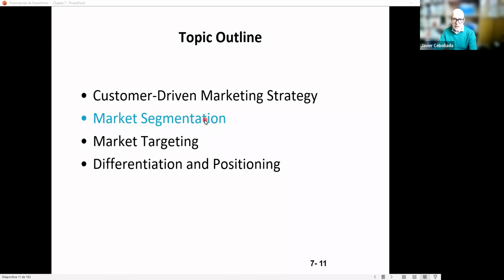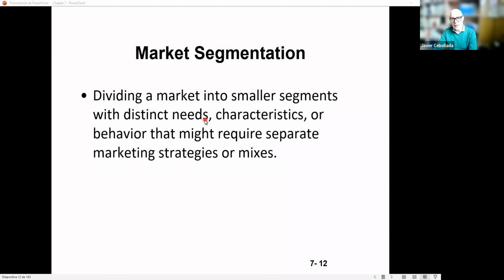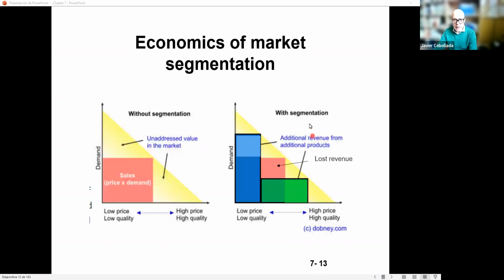Okay, let's go to market segmentation. The idea here is to divide a market into small segments, which have distinct needs, characteristics, or behavior that may require separate marketing strategies or mixes of marketing. And the economics behind segmentation are here.